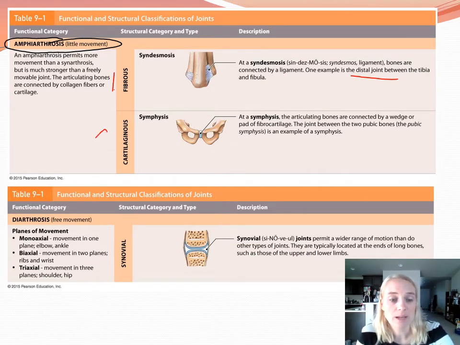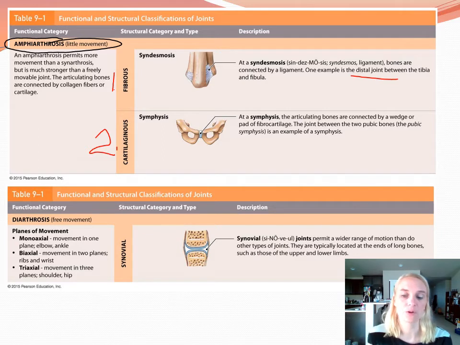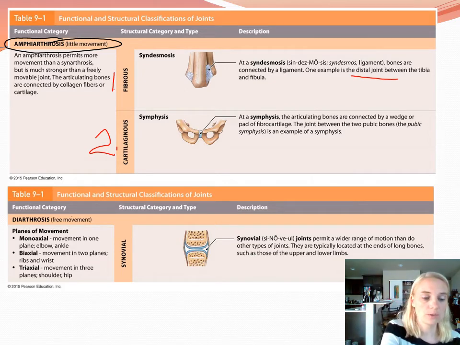And then the other type is a cartilaginous amphiarthrosis. The example that we have here is called a symphysis. A symphysis is a cartilaginous amphiarthrotic joint. What's pictured here is the pubic symphysis, but we also have a symphysis between your vertebrae, your vertebral discs. We'll see that in our representative articulations. I do a mini lecture on your vertebrae, and your vertebral discs are also an example of cartilaginous amphiarthrotic joints called a symphysis.